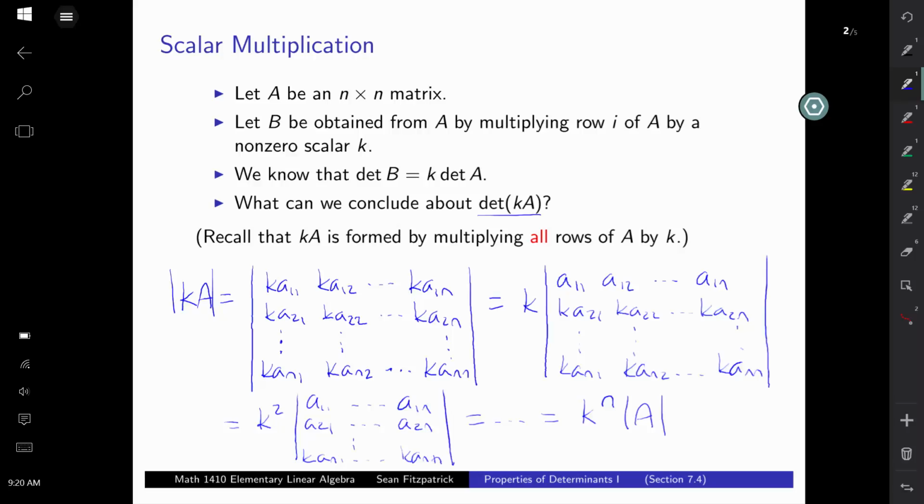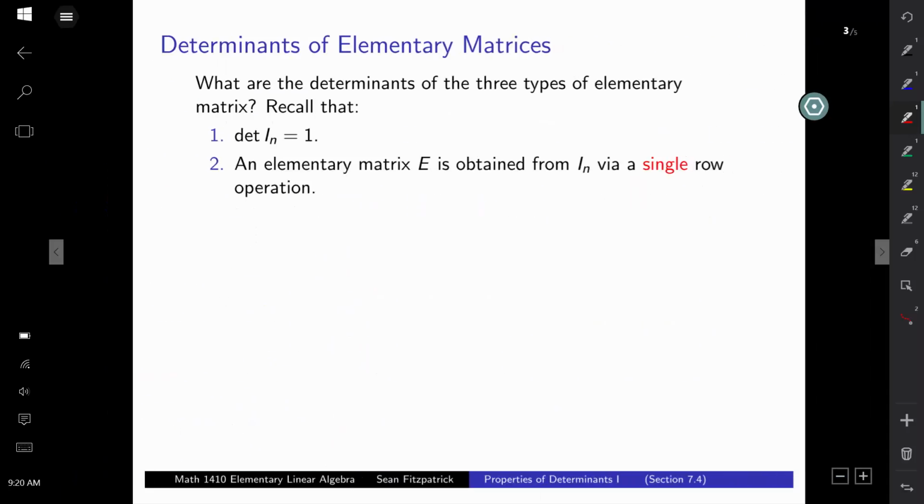So there we go, that's our property. The determinant of k times A is k to the n times the determinant of A for any scalar k. All right. So notice that this very much depends on the size of the matrix, right? The number of rows tells you what power you need. Okay. So there's one basic property of the determinant.